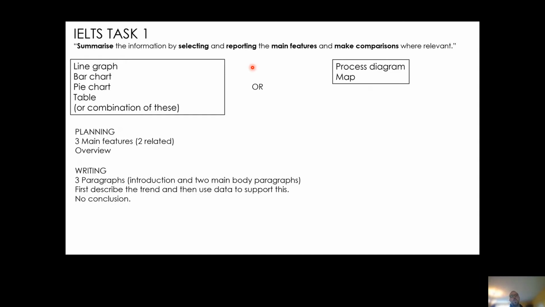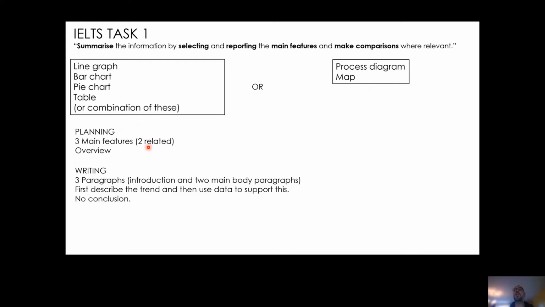I've put feature 1 and 2 together in the same paragraph because I can recognize they follow a similar trend or they demonstrate a similar activity. So the video will demonstrate how to plan by looking for three main features, two of them related to each other. Also, very important, you must have an overview.